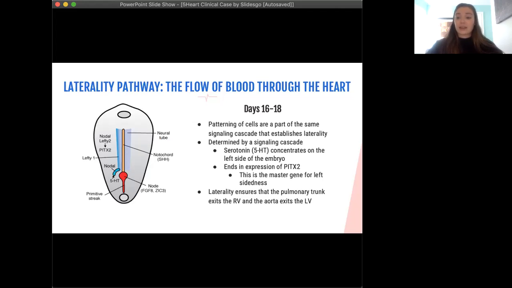Laterality is determined by a signaling cascade involving serotonin, or 5-HT, which is concentrated to the left side of the embryo. 5-HT will signal through MAD3, which is a transcription factor that's actually not pictured here. But it will basically restrict nodal expression, which causes the expression of PITX2, and this is the master gene for left-sidedness. So if PITX2 is expressed, you will see a left-sided heart, or a heart that lies on the left side.